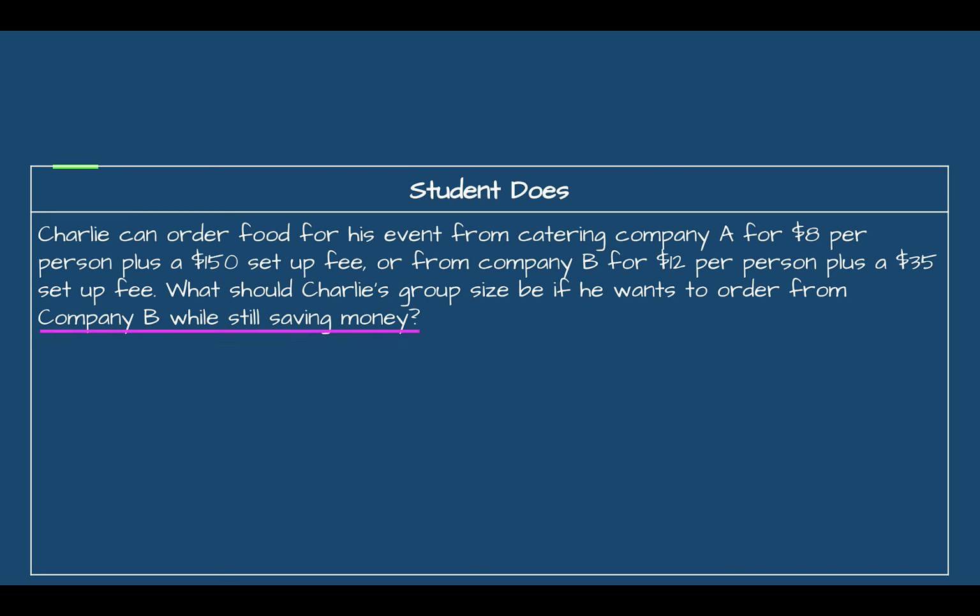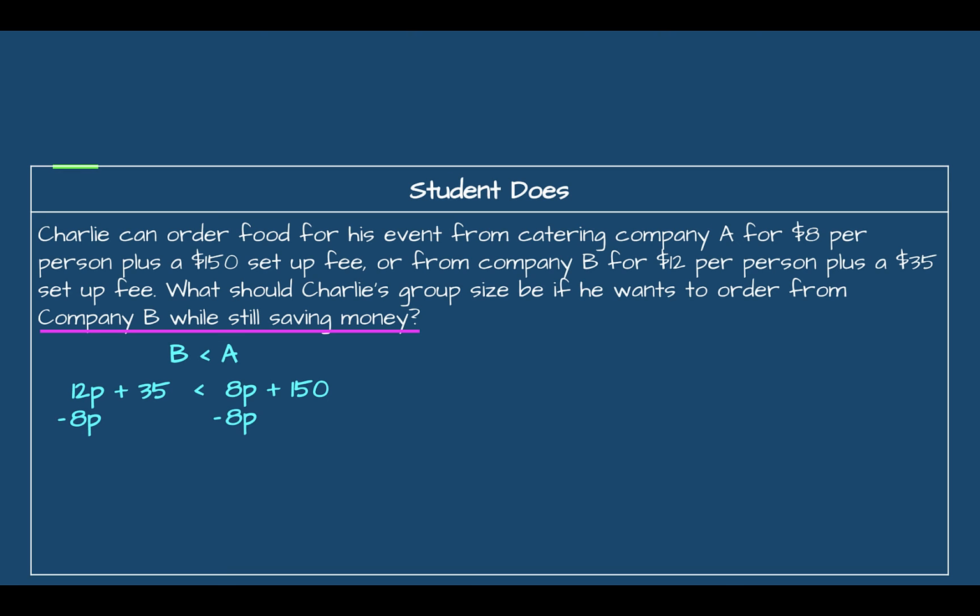Let's check. So we want company B while still saving money. So this time B needs to be less than A. So B is $12 per person plus $35 fee, while A is $8 per person with $150 fee.